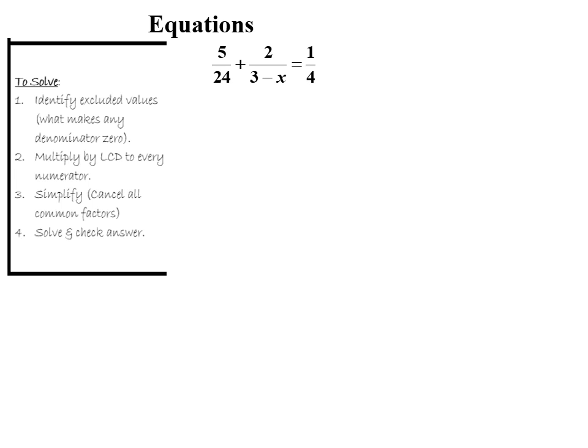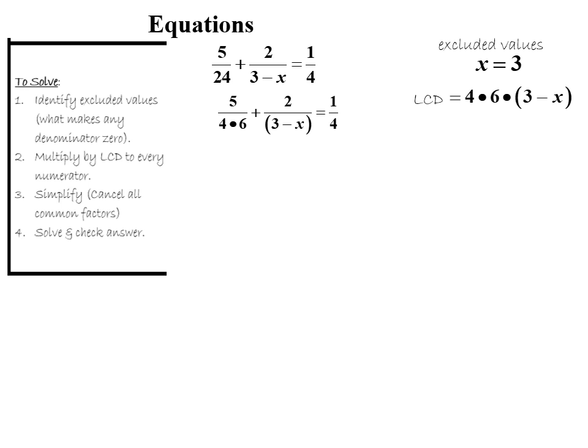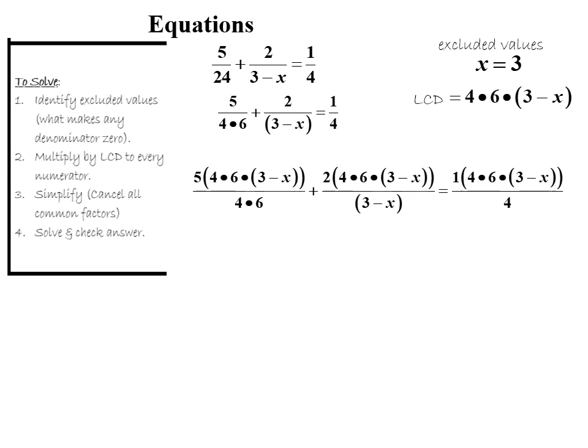The excluded value would be x can't be 3. That's the one value that makes the denominator 0. And our common denominator, well, factor it: 4 times 6, 3 minus x, and 4. So our common denominator, we need a 4, a 6, and a 3 minus x. Multiply everything by 4 times 6 times 3 minus x, and then cancel any common factors. On the first fraction, 4 times 6 cancels. On the second one, 3 minus x cancels. On the last one, just the 4's cancel.